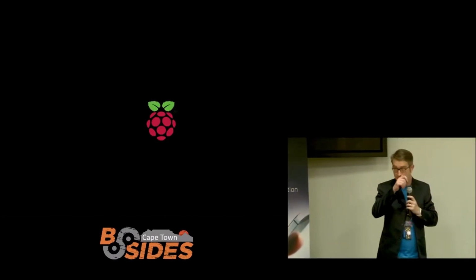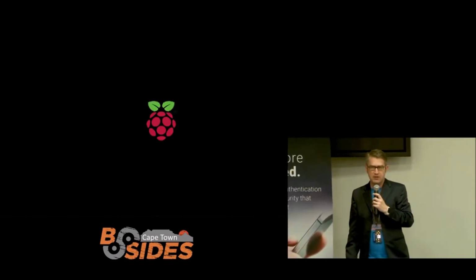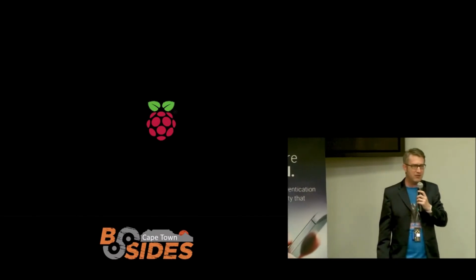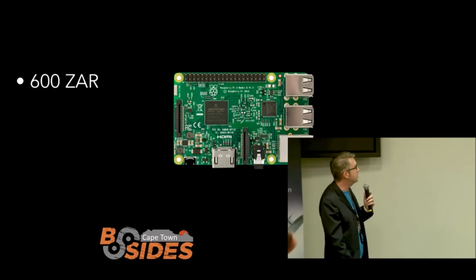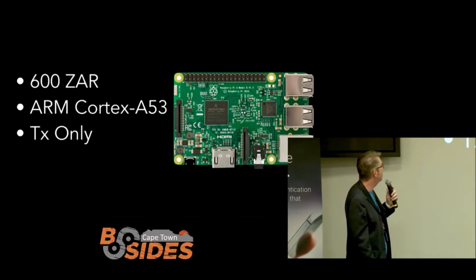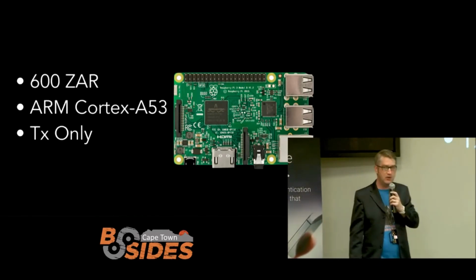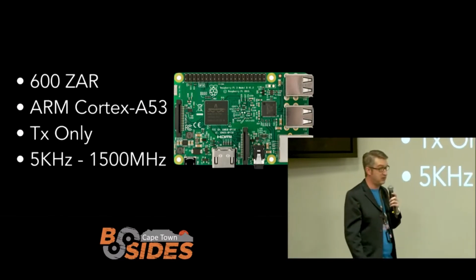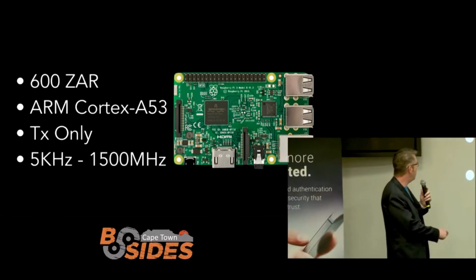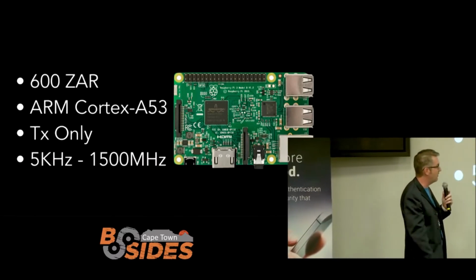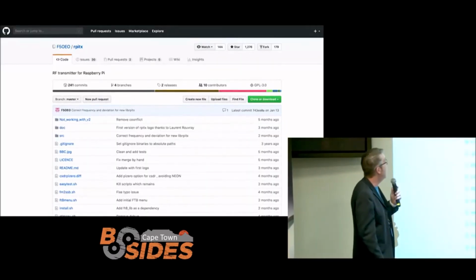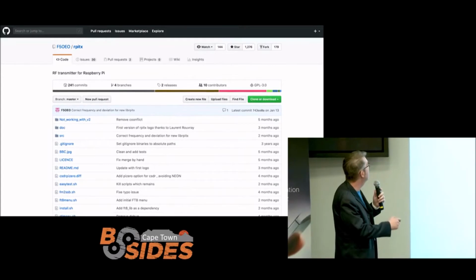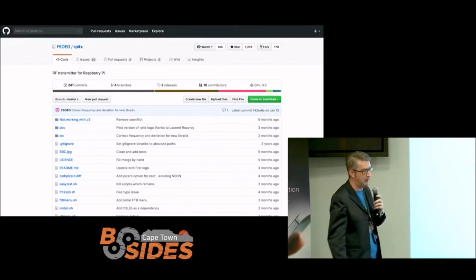Who here has a Raspberry Pi? Who does not? What is wrong with you? Why don't you have a Raspberry Pi? Okay, for those of you who don't know what a Raspberry Pi is, it's a credit card sized computer, about $60, with a cool little ARM processor, and did you know this? It's TX only, as far as I've been able to find out, between 5 kilohertz and 1.5 gigahertz, which is actually quite impressive. The guy who got this going created something called RPiTX. Very fun piece of software.